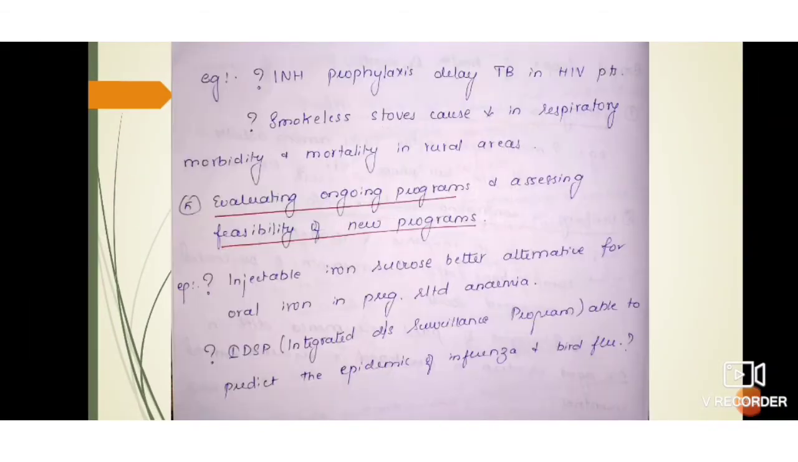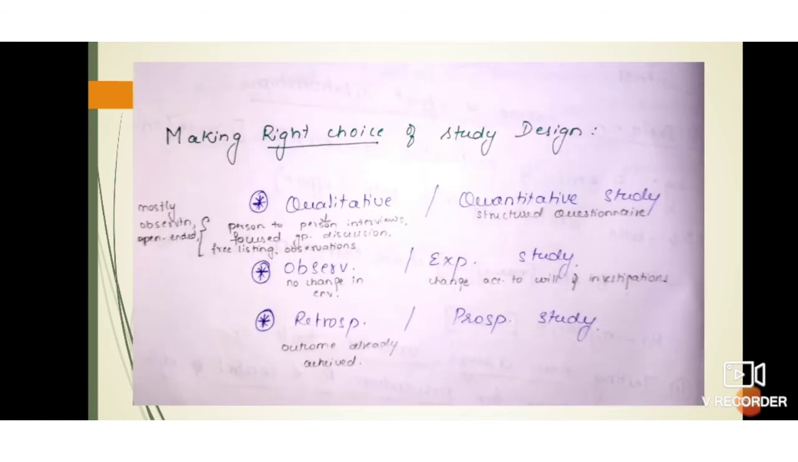Examples of these are whether INH prophylaxis delays TB in HIV patients, or whether smokeless stoves cause reduction in the respiratory morbidity and mortality in rural areas. Another use is evaluating the ongoing programs and assessing the feasibility of new programs. For example, whether injectable iron sucrose is a better alternative to oral iron in pregnancy related anemia because of the already present morning sickness and GI symptoms of the pregnant ladies. And another thing is whether the IDSP is able to predict the epidemic of influenza and bird flu or some kind of recent infections like COVID.